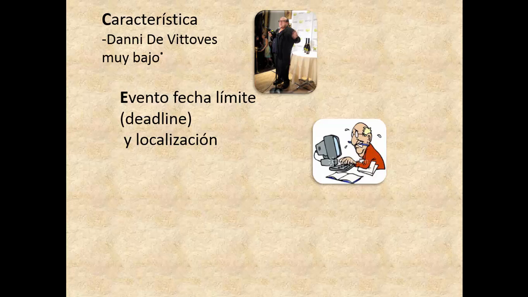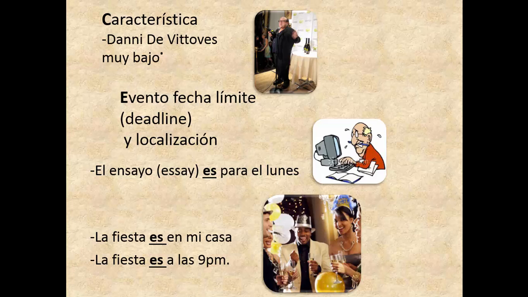That event is going to occur and it's going to be in that place and it's hard to kind of move it. So I could say, el ensayo es para lunes, or la fiesta es en mi casa, or la fiesta es a las 9. What I want you to do right now is I want you to stop the video and write sentences representing the C and E in notice.